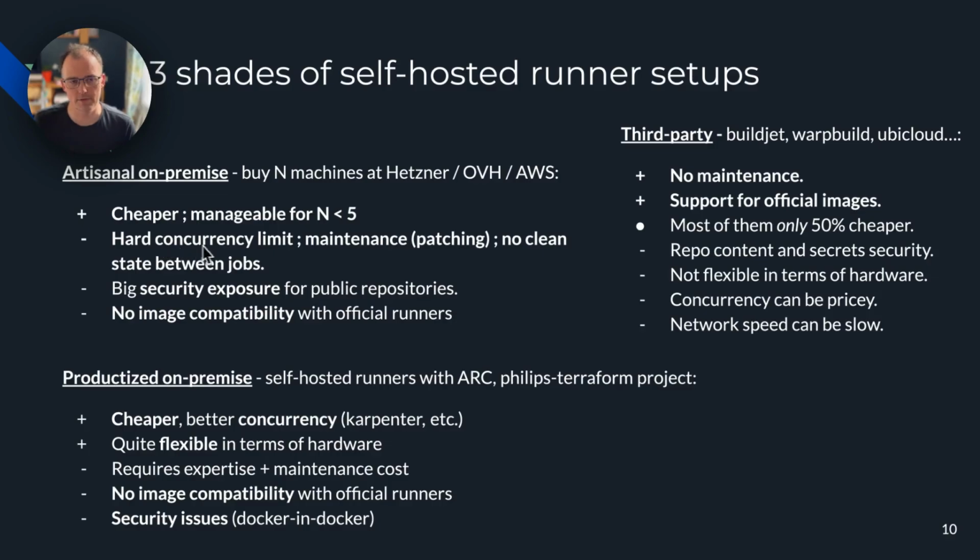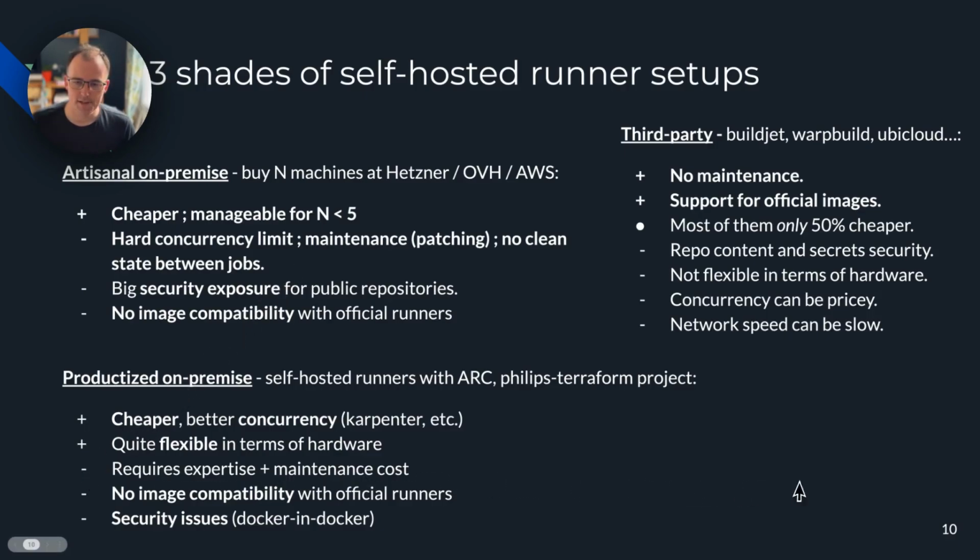You cannot have a lot of concurrent jobs running at the same time because you are limited by the number of servers that you have. You have to maintain, patch them, and there is no clean state between jobs. So this means every job is executing on the same VM, and if you are not really careful, it could leave some stuff behind. Could be secrets, could be some code. So it's a big security exposure for public repositories, and even for private repositories, it's not good. And also, there is no image compatibility with official runners. So there is no way to exactly replicate the environment that you have on GitHub.